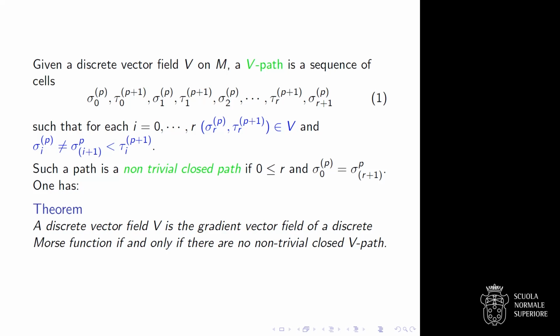So in order to describe a gradient vector field, a discrete vector field, we only need each cell to belong to at most one couple. To be the gradient vector field of a discrete Morse function, we do not have to have any closed V-path inside. Okay.